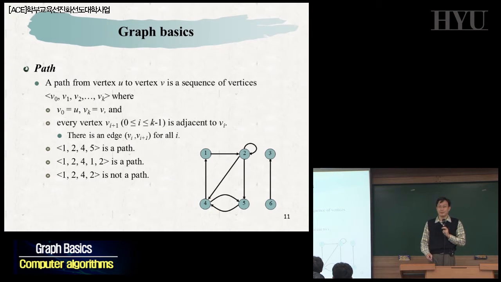Why is it a path? Yes, there is an edge from 1 to 2 and 2 to 4 and 4 to 5. So it is a path. And how about this? 1, 2, 4, 1, 2. Why is this a path?